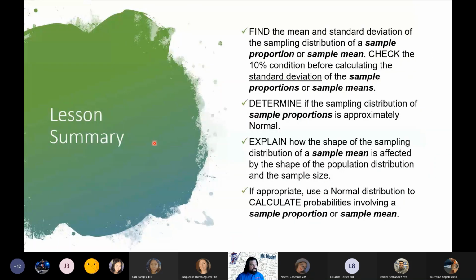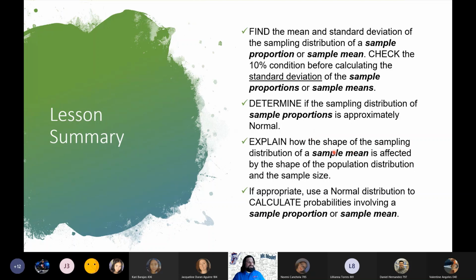So the lesson summary. We now know how to find the mean and standard deviation of a sampling distribution of sample proportions or sample means. And we know that we need to check the 10% condition before calculating standard deviation for either of these. We can determine if the sampling distribution of sample proportions is approximately normal. We check to make sure the large counts condition has been satisfied: there are at least 10 successes and at least 10 failures.